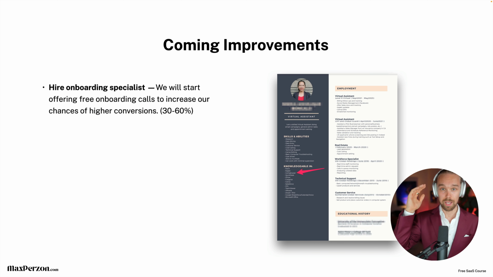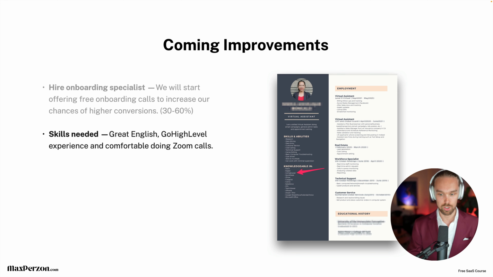And this is coming from some of the top people at Go High Level themselves. They helped me when I set up my own SaaS business, and they told me, Max, you should offer onboarding calls. The difference is huge. You can go from 30% conversion from free trial to customer up to 60% if you offer onboarding calls. So we're gonna start implementing that right now. Skills needed from this VA, as mentioned, great English, Go High Level experience, and comfortable doing Zoom calls.